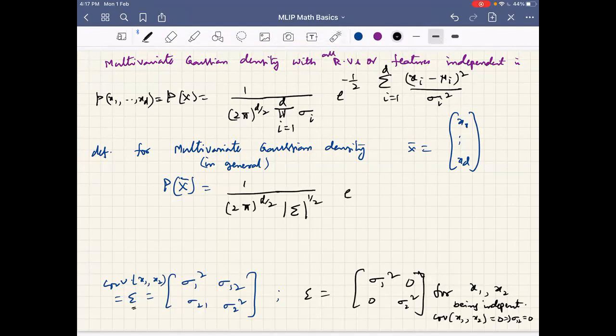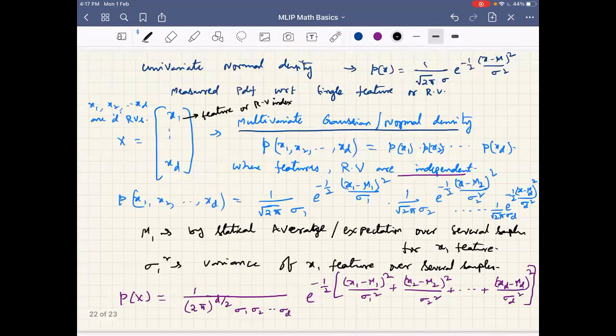Okay, and then e power minus half. See, the expression of multivariate Gaussian density also looks like univariate Gaussian density. In the univariate Gaussian density, if you see x minus mu whole square by sigma square, essentially what we are doing, this exponential term is measuring a normalized distance with respect to the mean for each of the random variable. And here it is usually referred to as the x minus mu by sigma is referred to as Mahalanobis distance.